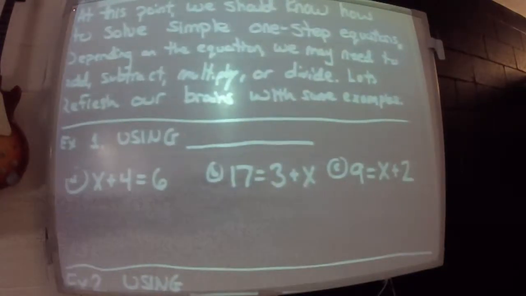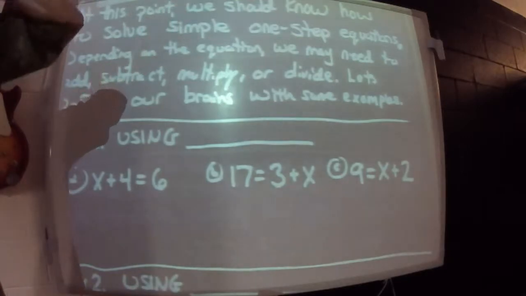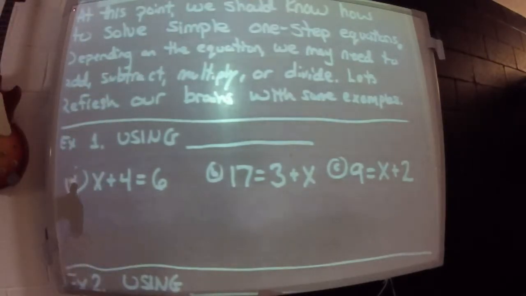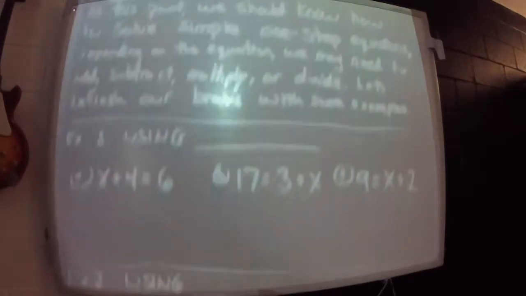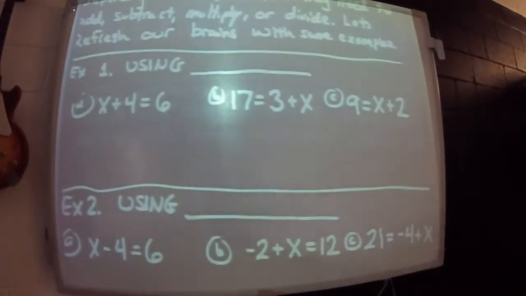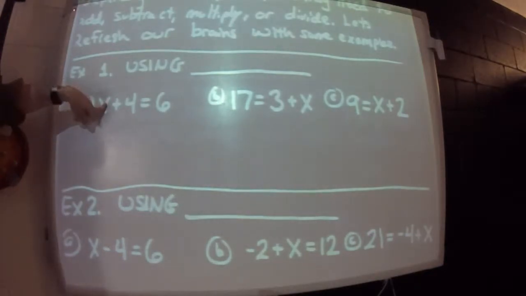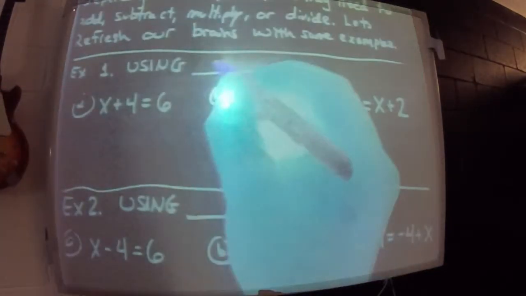At this point, we need to know how to solve simple one-steppers. And by one-stepper, I mean x plus 5 equals 10. You need to be able to do something like that. Depending on the equation, we may need to add, subtract, multiply, or divide. Let's refresh our brains with some examples. Equations with rational numbers. So these are simple one-steppers. We're going to do all three of these using subtraction.